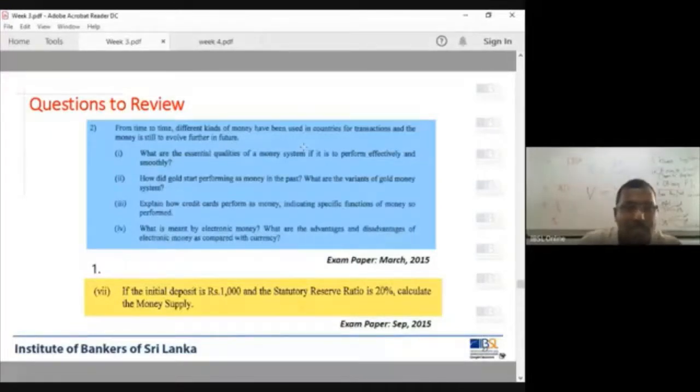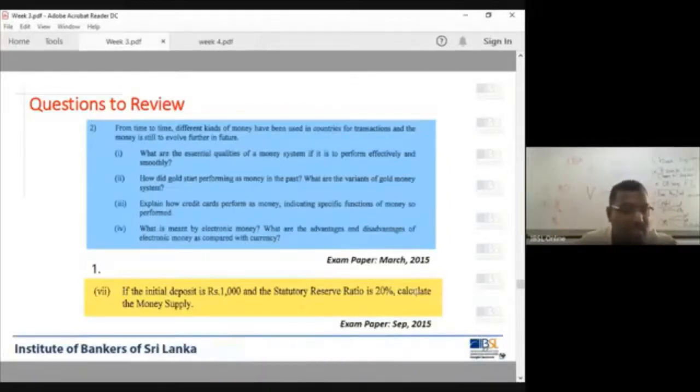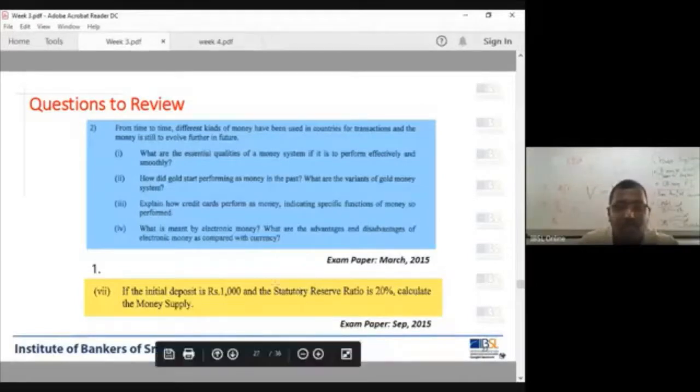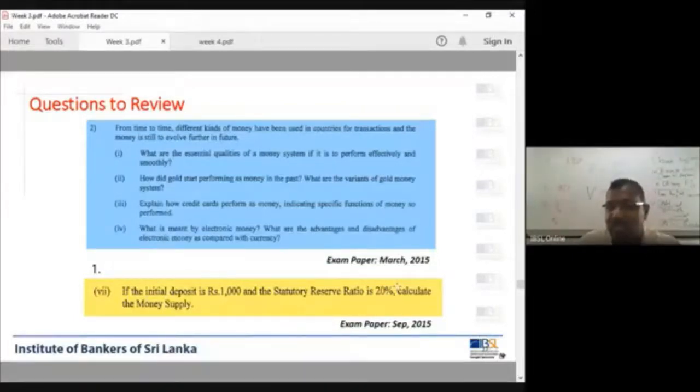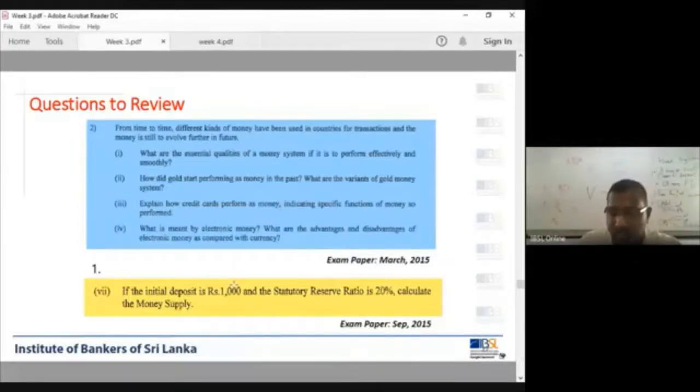Okay. Now here, if you look at this question, if the initial deposit is 1,000, statutory reserve ratio is 20%, calculate the money supply. We did a similar question last week. Remember? How do you do it? If the SRR is 20%, we know the multiplier is 5, 1 divided by 20%. So if the multiplier is 5, and the initial deposit is 1,000, the money supply is 5 into 1,000, 5,000. So we did a similar question.